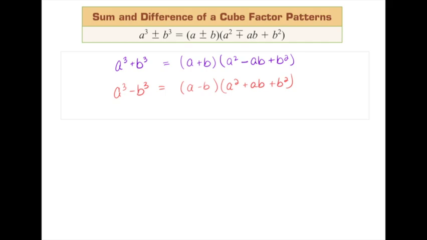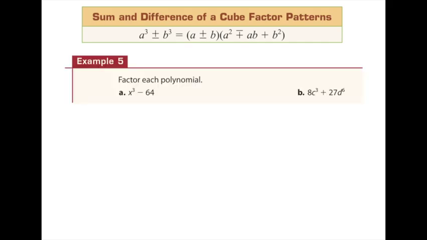So look at example 5 in your book. All right. So the first thing you notice is that we have a perfect cube, x cubed, and we have a perfect cube, 64, and they are subtracted. So we are going to use the subtraction one. The first thing we need to do is say, what is the cube root?